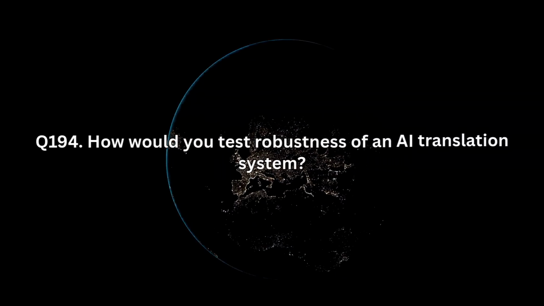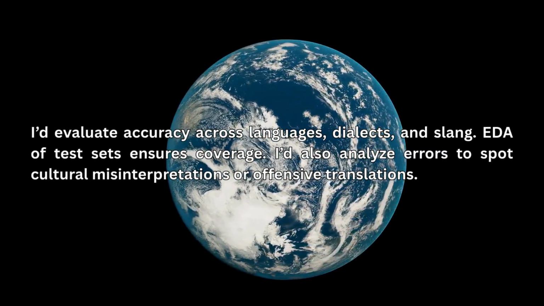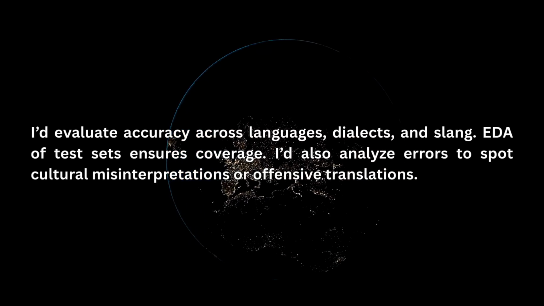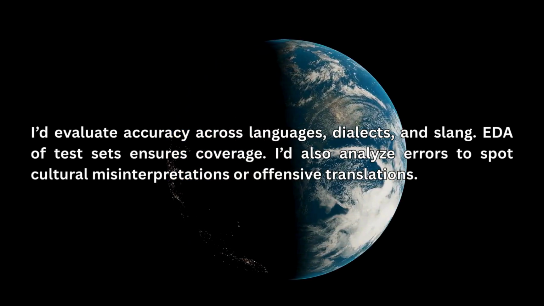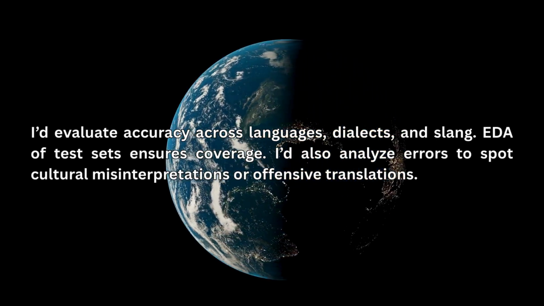How would you test robustness of an AI translation system? I'd evaluate accuracy across languages, dialects, and slang. EDA of test sets ensures coverage. I'd also analyze errors to spot cultural misinterpretations or offensive translations.